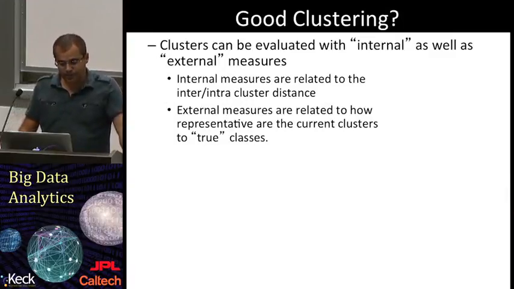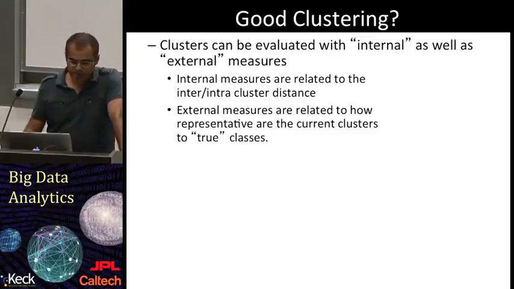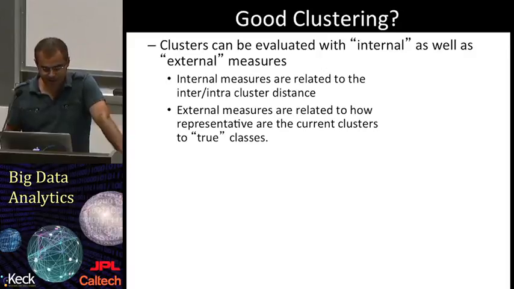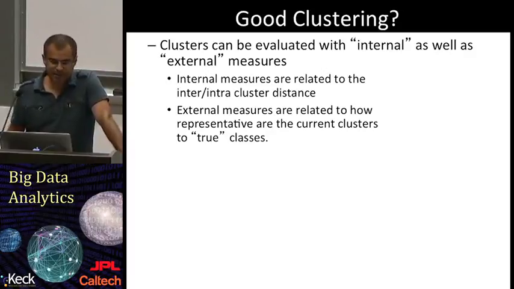Now, since in unsupervised learning we don't have targets, we cannot compute errors or use other accuracy measures as in supervised learning. So how can we define what's a good clustering? We can do that using internal and external measures. External measures are related to how representative the current clusters are of the true classes. And we can do that using labeling or actually having experts looking at the clusters. Internal measures look at intracluster and intercluster distances.